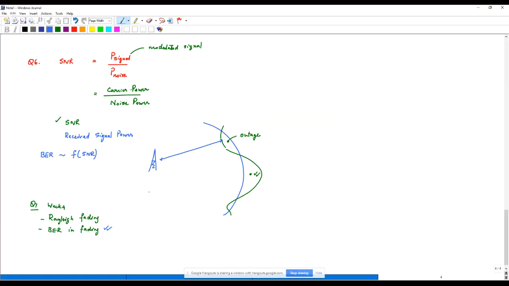Now, when we are operating in an AWGN environment, if I plot bit error rate versus SNR, the performance looks like this. It has a very steep fall. But in a wireless channel, it goes like this. Now, this is an AWGN channel.